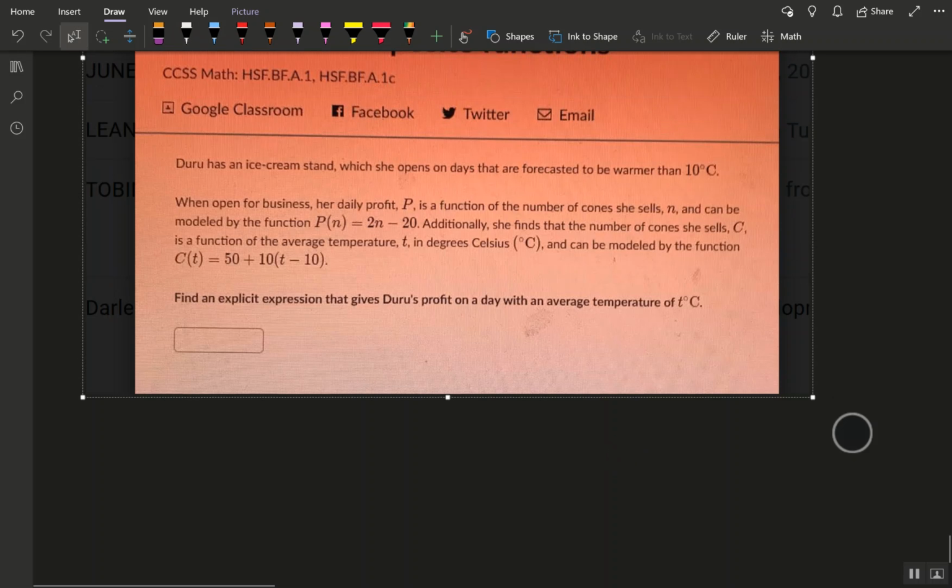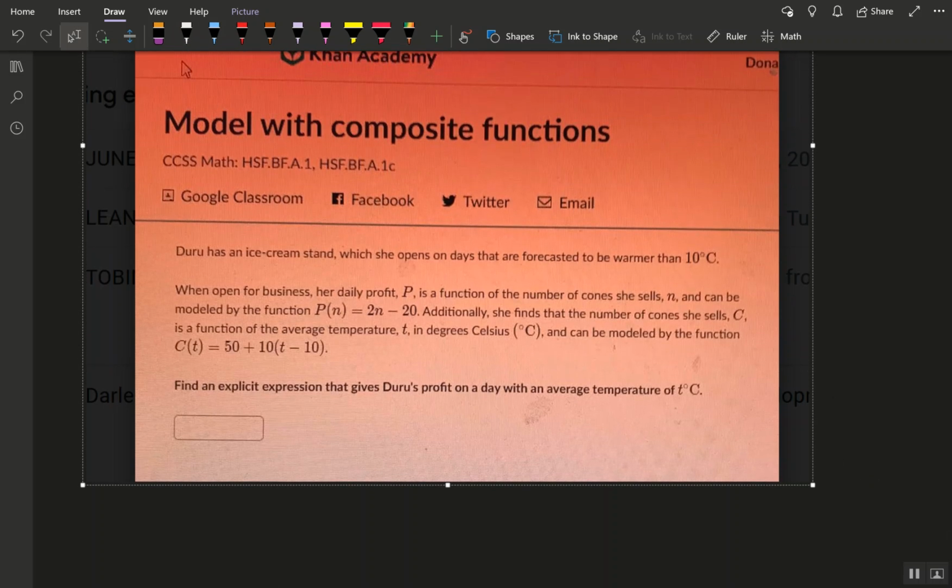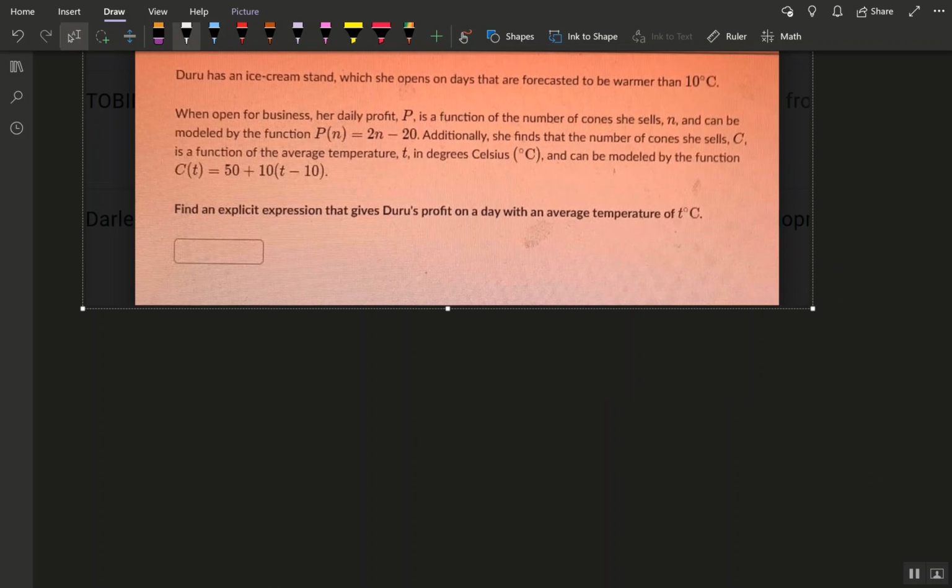Okay, this is a Khan Academy assignment. I think it's called Model with Composite Functions. Okay, they're not so bad. You just have to be careful how you compose things.